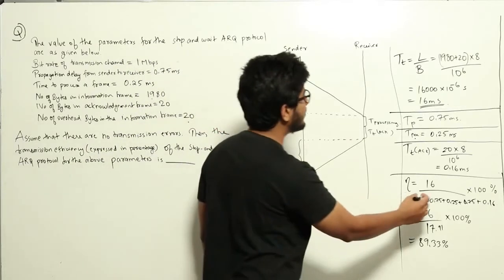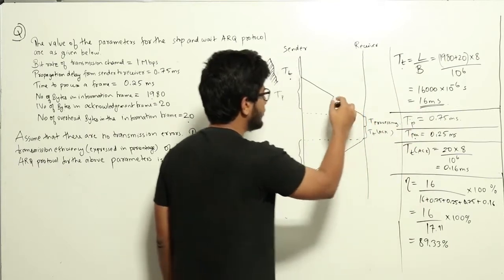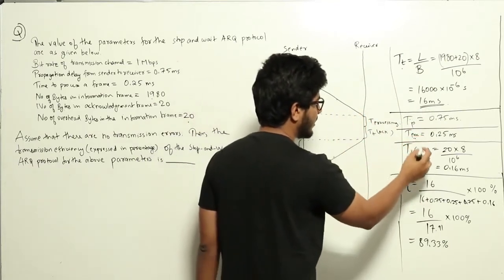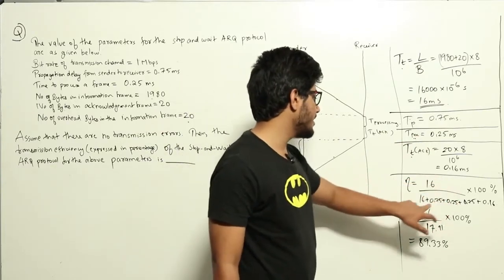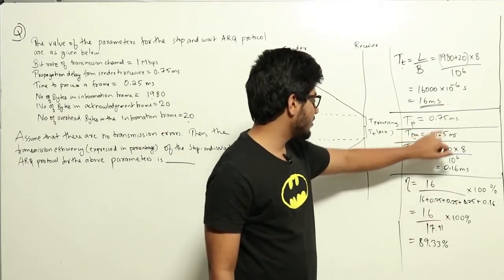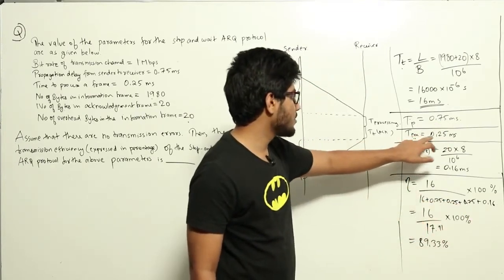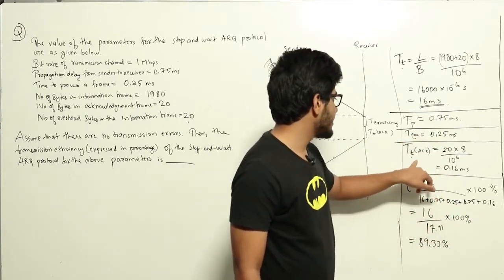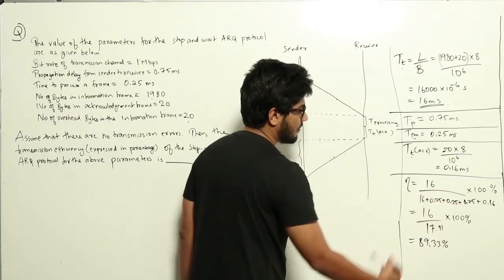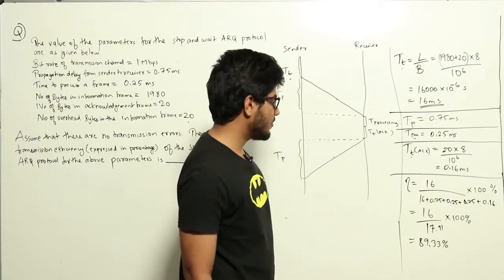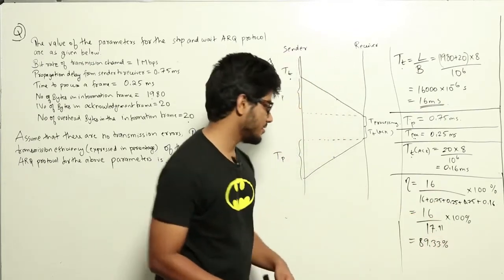So efficiency will be T transmission divided by T transmission plus T propagation into 2, for this 2, plus T processing delay plus T transmission of acknowledgement. That is 16 divided by 16 plus 0.75 into 2, which I have given twice here, 0.75 plus 0.75, plus T processing delay plus T transmission of ACK, that is 0.16, that is 16 by 17.91. They were asking us in percentages, so we will multiply it by 100, which is 89.33%. This was the answer.